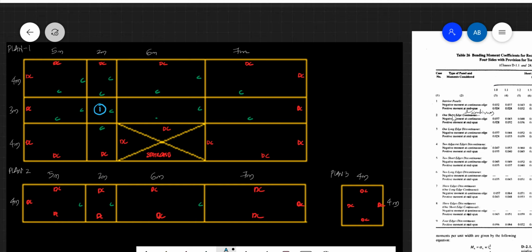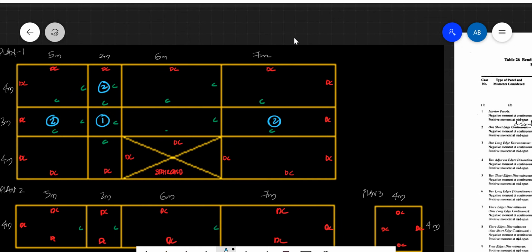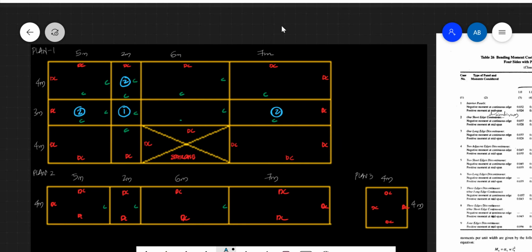Now the second one, shorter side discontinuous. I could take this one as number 2, this one as number 2, then this one as number 2, because one shorter edge is discontinuous. I need to find the moment corresponding to such kind of slabs in this way. The third one is one longer edge discontinuous.